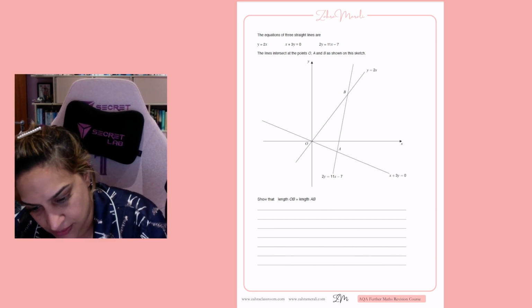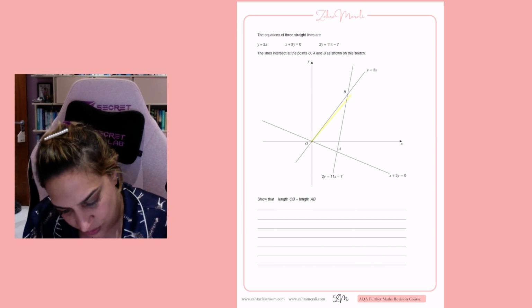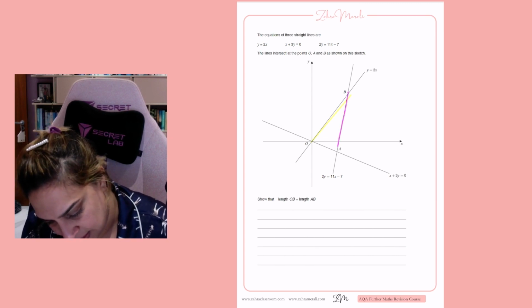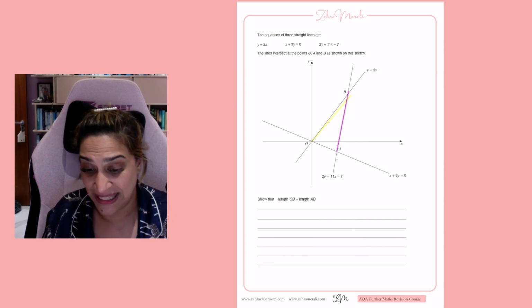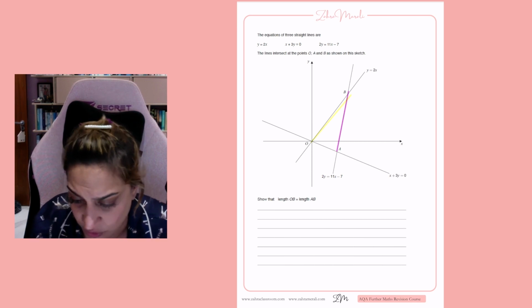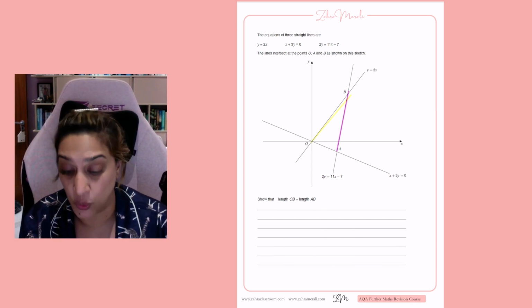So let's take OB, which is here, is equal to the length AB. So we're saying this yellow line is equal to that. Right, how are we going to go about doing that? We've been given the equations. They've told us which one is which. So we need to identify some coordinates.